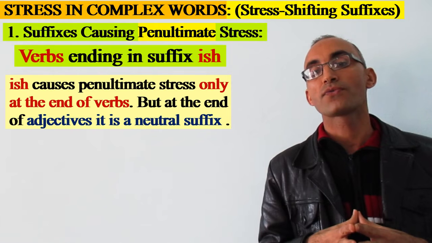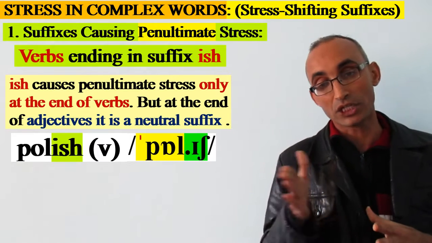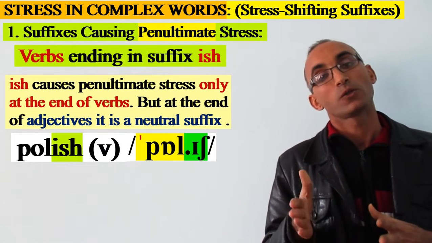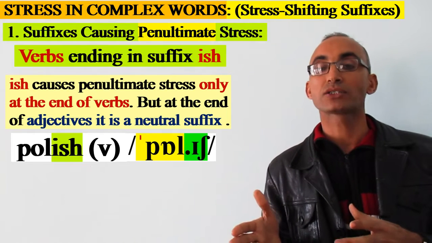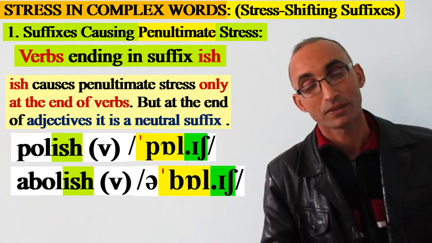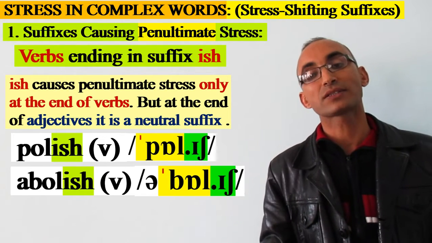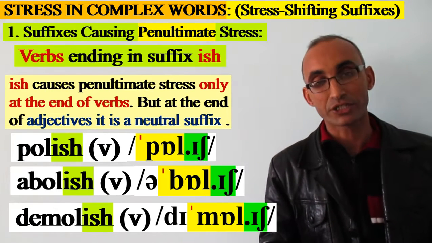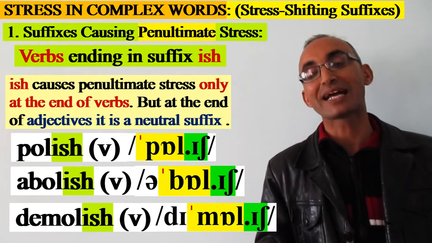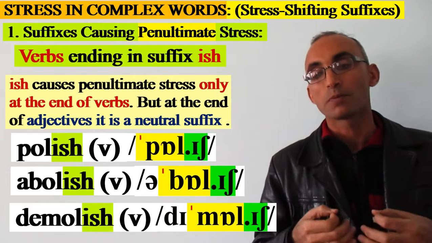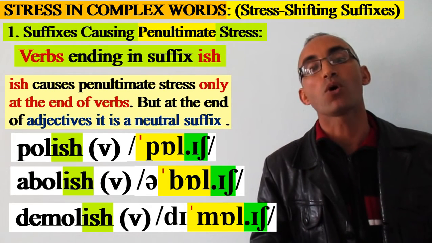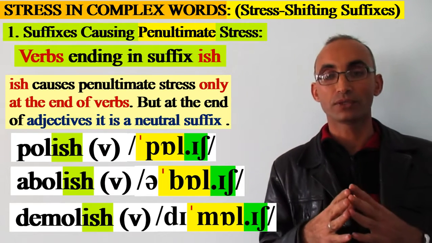Clear? Example, like in the verb polish. So lish is my suffix. The verb ends in ish, so I stress po. Abolish. Lish also is my suffix, I stress bo. Demolish. Lish also is my suffix, I stress the penultimate syllable which comes directly before it, which is mo.